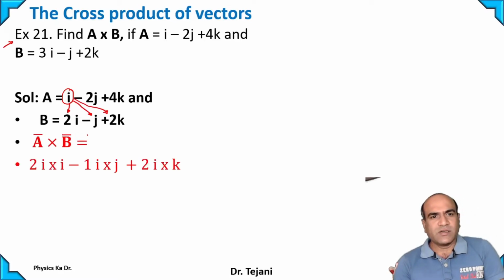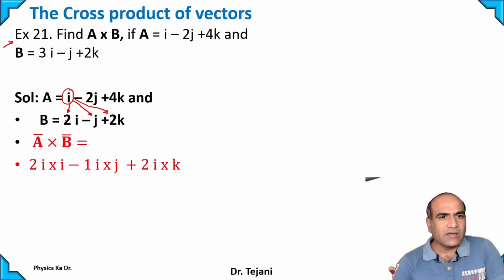So in A cross B, the first one is i multiplied by 2i, that becomes 2 i cross i. Second is i multiplied by minus j, so minus 1 i cross j. See, i is the first letter coming, so i cross i, i cross j, and i cross k. See, sequence is very much important.